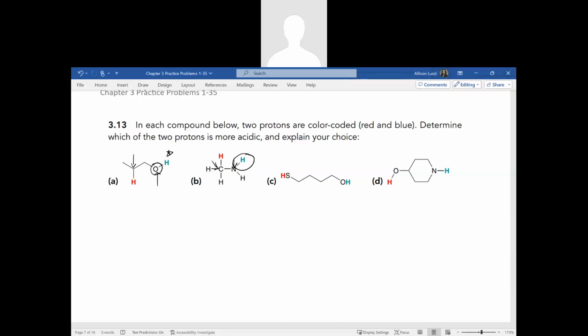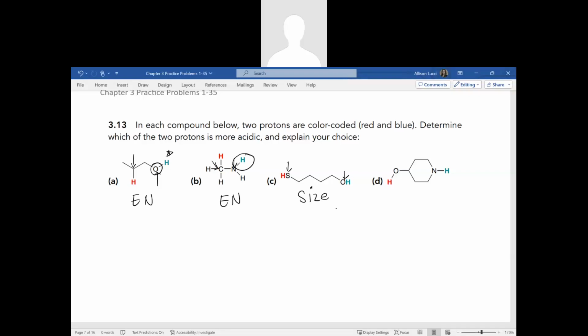So let's take a look at C here. And now we have a proton connected to a sulfur atom and an oxygen atom. So this is the first time these 2 atoms are not in the same row. They are in the same column, the same group. So now we must compare size. So for the others, we compared electronegativity. This is the first time we're going to compare size.